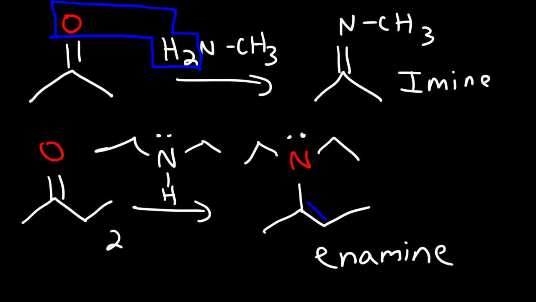So that's what you're going to get if you react a secondary amine with a ketone. You get an enamine. Now let's go over the mechanism for the formation of an imine. So I'm going to take a ketone and react it with NH3. By the way, all the steps of this reaction are reversible.